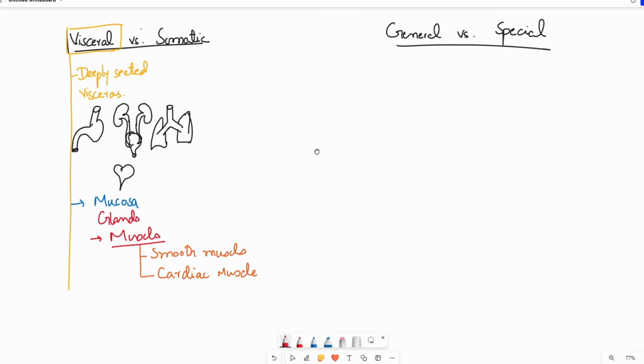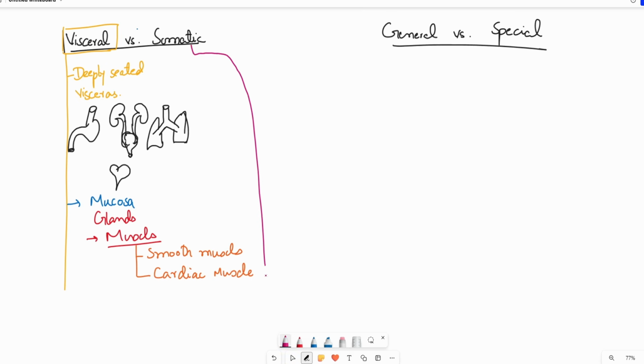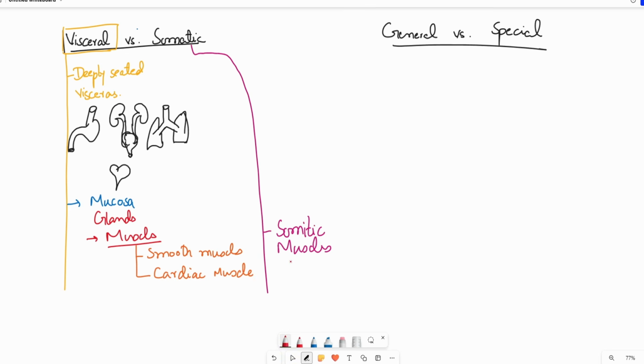So somatic muscles are actually innervated by somatic nerve fibers. So let's write it here. It innervates the somatic muscles that originate from somites, and basically these are voluntary muscles. These are most of, not all, most of the skeletal muscles. So we can say that most of the skeletal muscles are innervated by somatic nerve fibers, and because they are somatic in origin, it's very easy to understand.